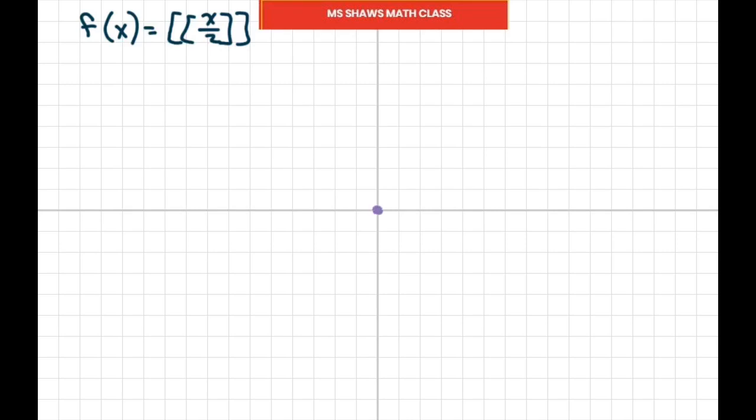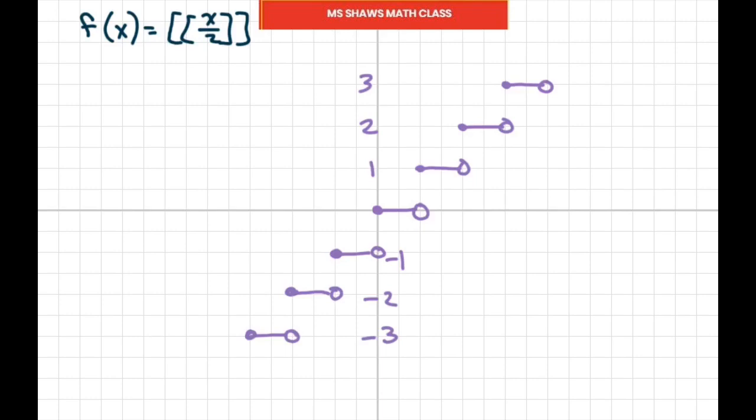So if you have the parent function, you know it looks something like this. And I'm just going to graph that. And just go down here in quadrant 3 and graph it as well. Because all we have to do is worry about the labeling of the graph. And we want this to go 1, 2, and 3, -1, -2, -3. We want our range to be all integers.